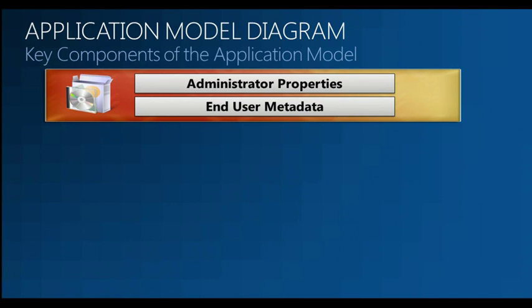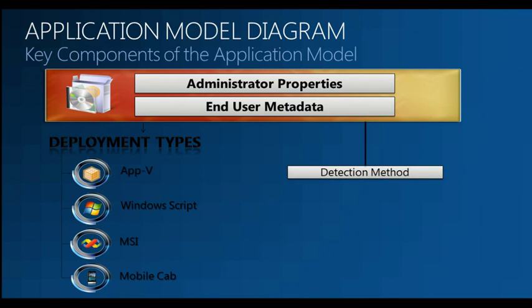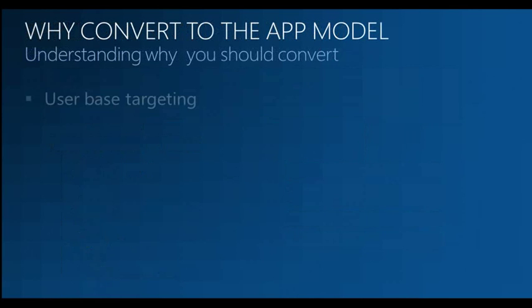So, key components of the application model. The application is basically metadata. You create an application in Configuration Manager 2012, creating metadata that defines what that app is and what makes it up. There are deployment types: you can have App-V, Windows script, MSI, or a mobile .cab file. Then you provide additional metadata around detection method, requirement rules, dependencies, and content. The actual physical bits are the last thing.